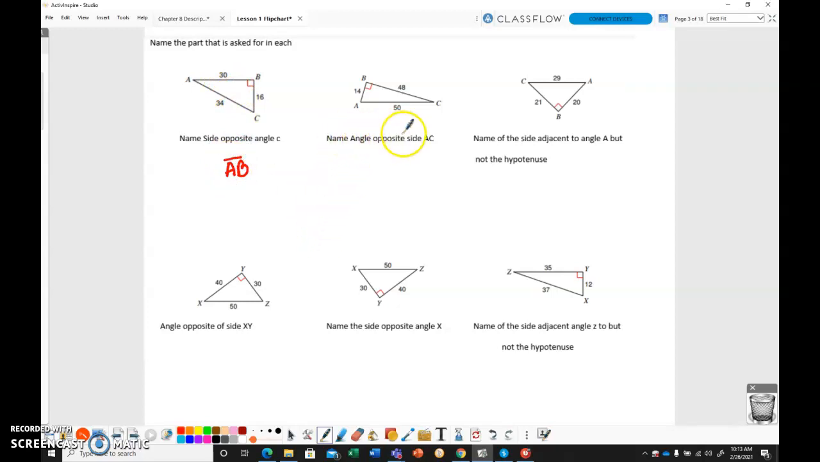To name the angle that's opposite AC, I first have to find the side AC. And again, we're talking about opposite, so we're talking about the angle that doesn't touch. So it has to be angle B.